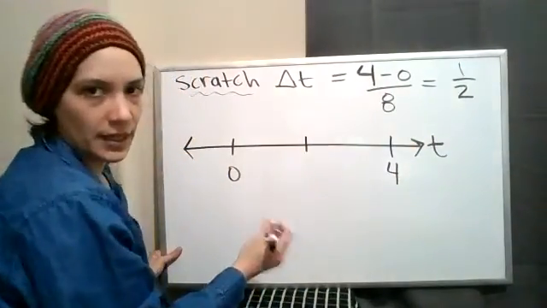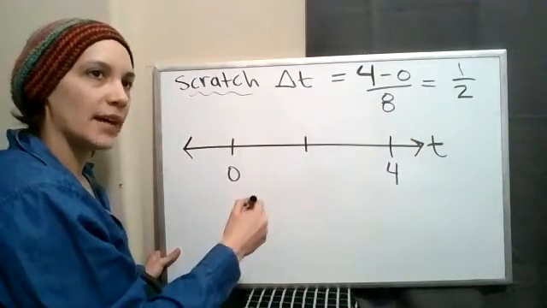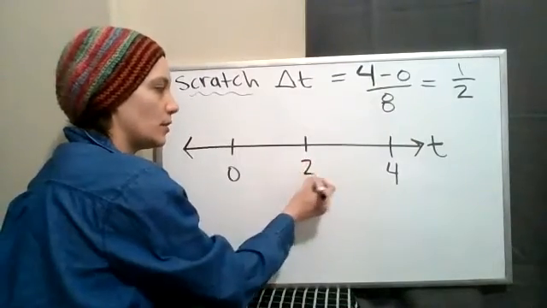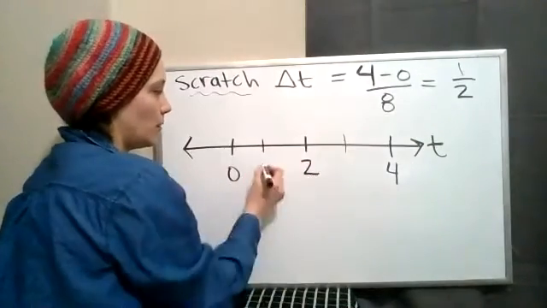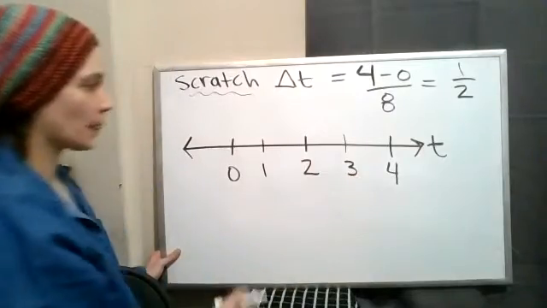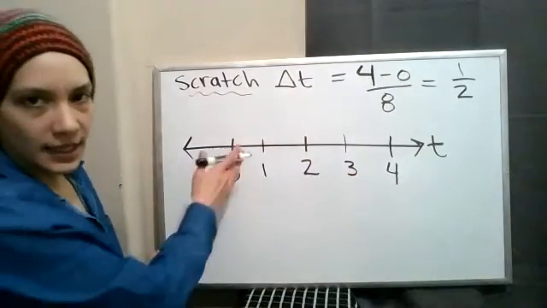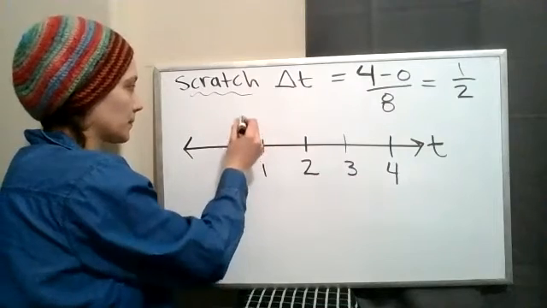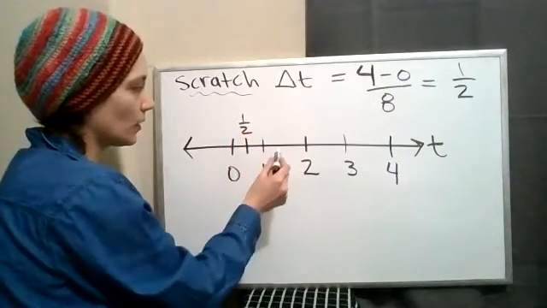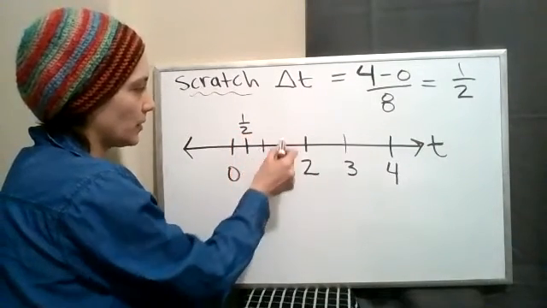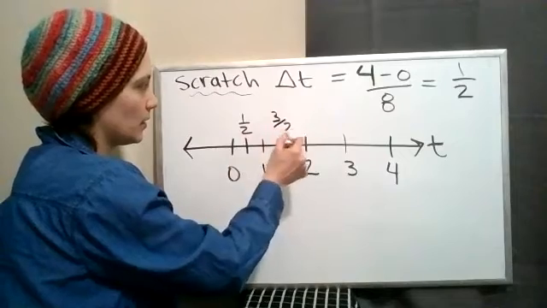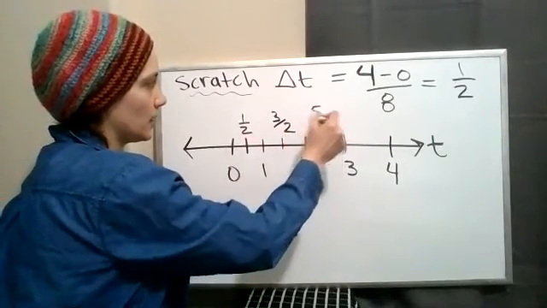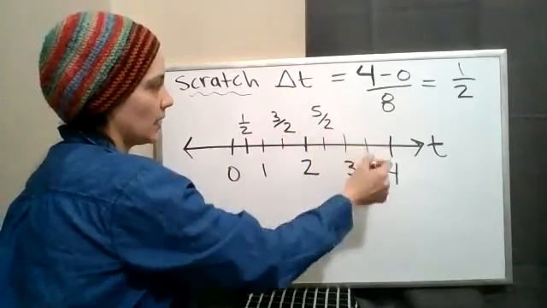Let's break it each in half, and then those halves in half. So this is 1, 2, 3. And then each of those will split. One half, 2 halves, 3 halves, 4 halves, 5 halves, 6 halves, 7 halves.